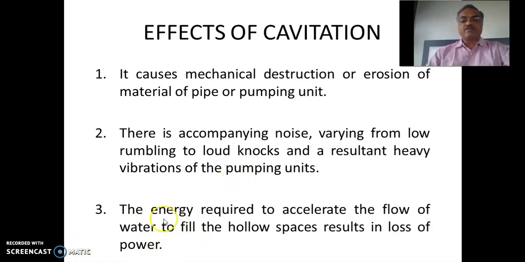Also, the energy required to accelerate the flow of water to fill the hollow spaces results in loss of power. So efficiency also drops down. And it may also lead to premature failure of the parts of the pump like casing or impeller.